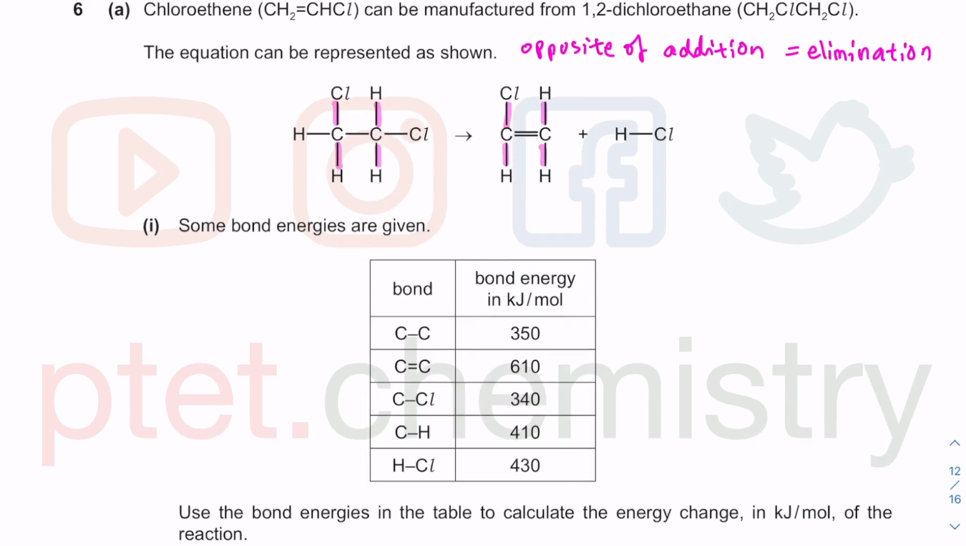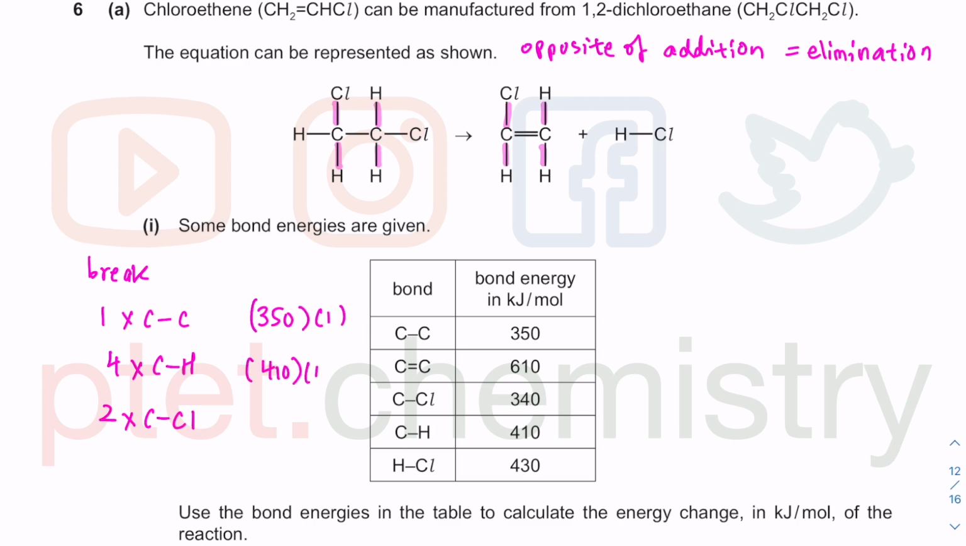So here we are breaking 1 times CC, we are breaking 1, 2, 3, 4 times CH, and we're also breaking CCl 2 times. And that would be 350 times 1, and CH will be 410 times 4, and CCl will be 340 multiplied by 2.